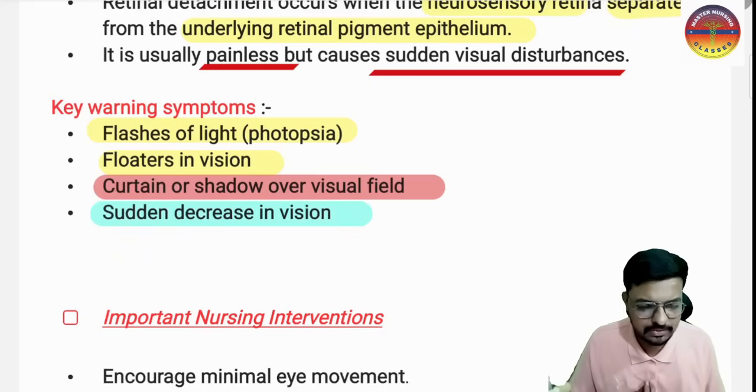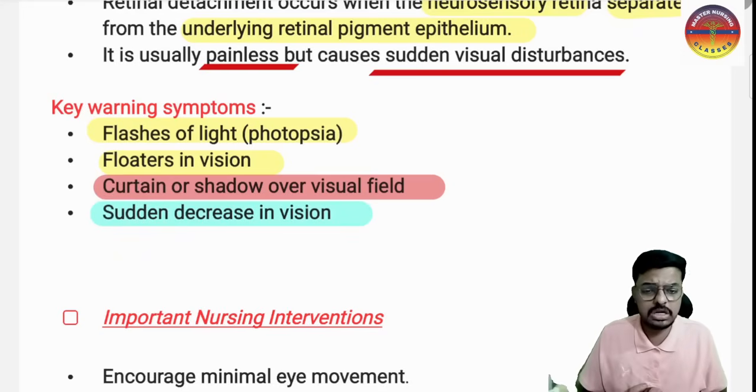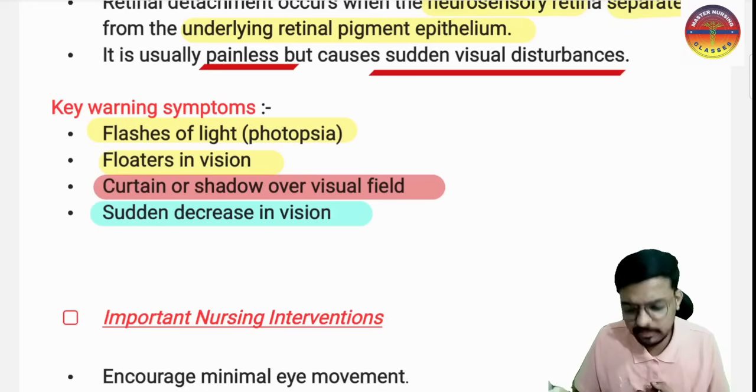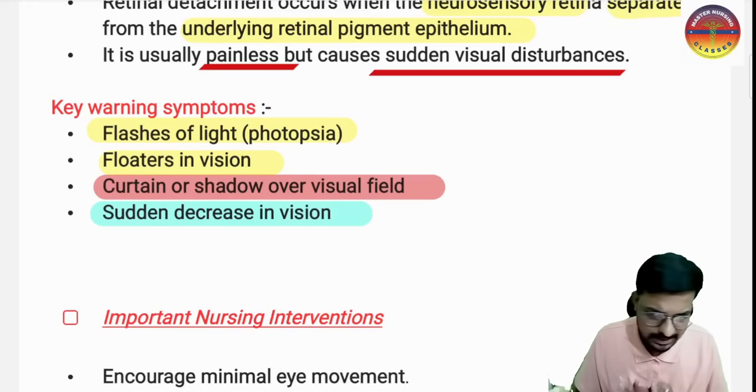And a sudden decrease in vision also happens because the main layer which is responsible for taking the sensation, that is the retina, has become detached. So that is the reason the vision decreases here.